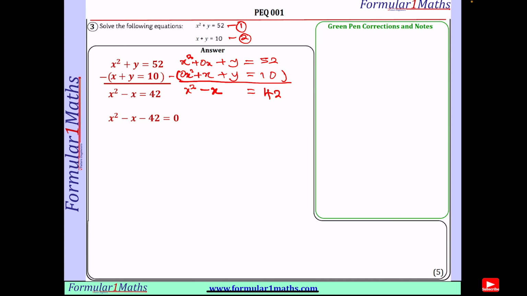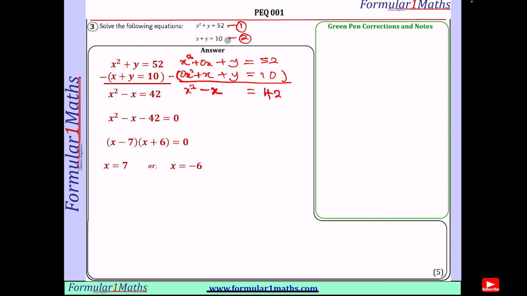Then we can factorize that to get this. Solving this equation will give us x equals 7 and x equals minus 6. These are only the values of x, but we need to find the value of y as well. So to get these values of y, we can substitute in either equation 2 here or equation 1 here. It will be better for us to substitute in the second equation.